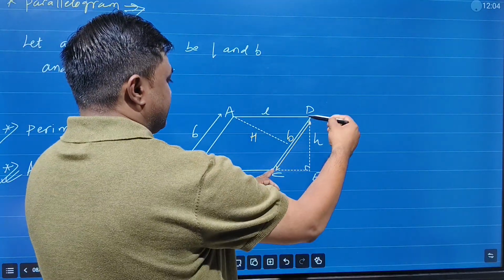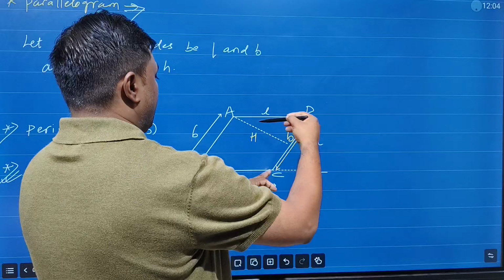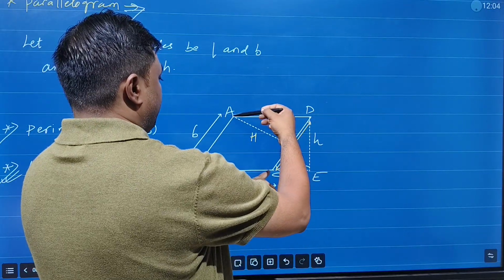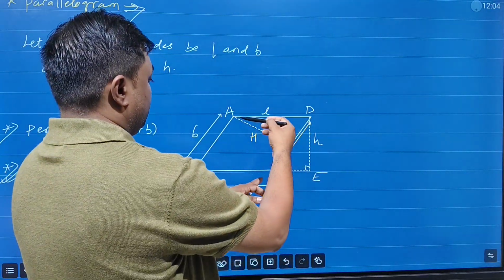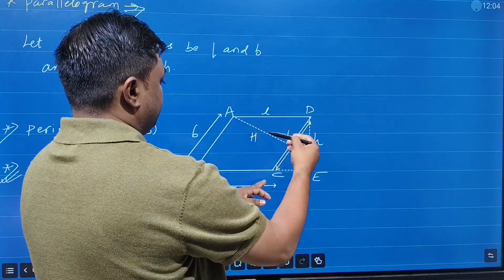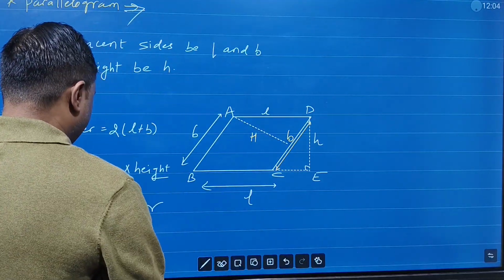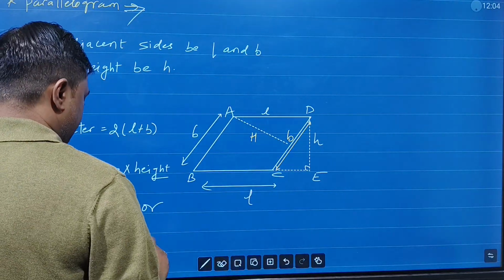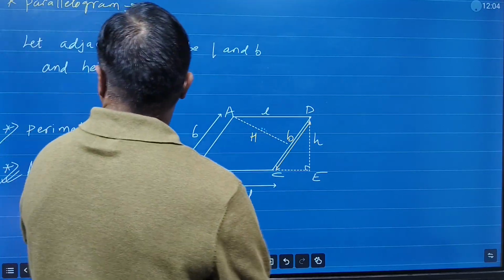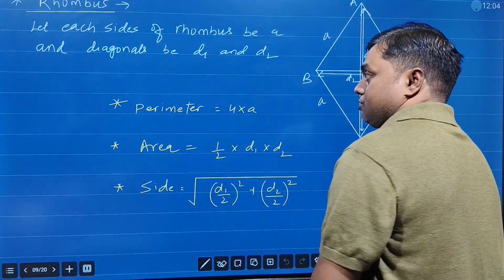If you consider this as a base, you have to draw one height. Draw one perpendicular from the opposite vertex. So this is the capital H. Or you can write a small b into capital H. Is it clear?